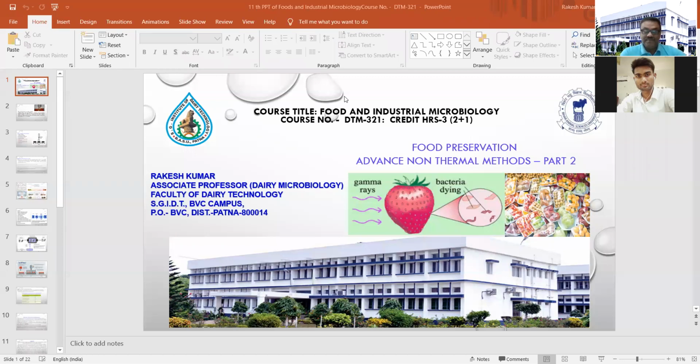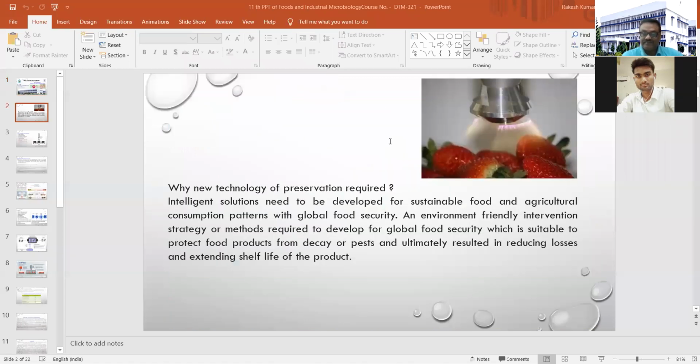for human consumption. And it is mainly concerned with the control and elimination of different agents which are responsible for causing food spoilage. So we have already discussed a few non-thermal methods in our last class, and the rest of the methods will be discussed in today's class. What is mentioned in this first slide is that intelligent solutions need to be developed for sustainable food and agricultural consumption patterns with global food security.